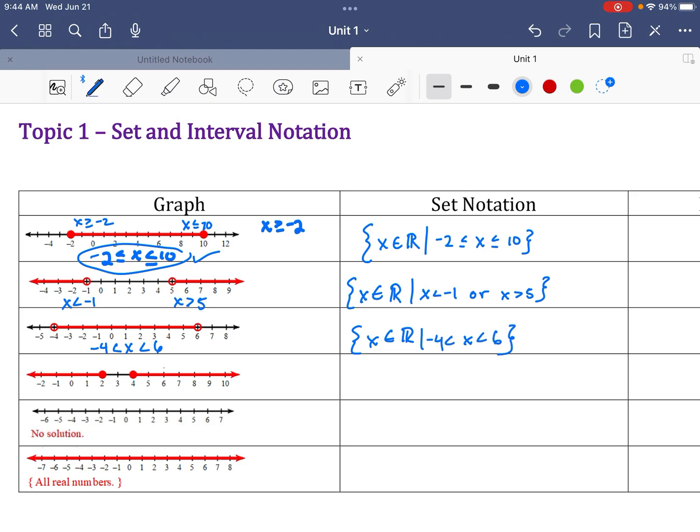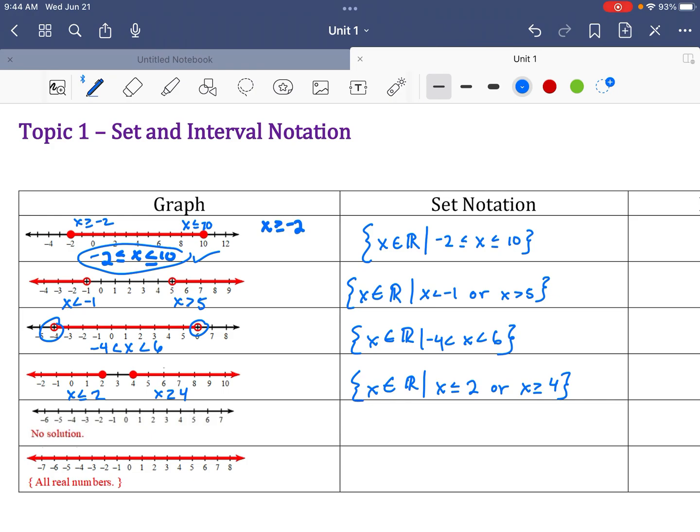And I suppose every once in a while, this circle could be open and this one could be filled in. So you could have an equal bar here and not there, but it's more normal to have them be similar. All right, again, this is broken. X is greater than or equal to 4, or x is less than or equal to 2. So we have x is an element of the real number system such that x is less than or equal to 2, or x is greater than or equal to 4.